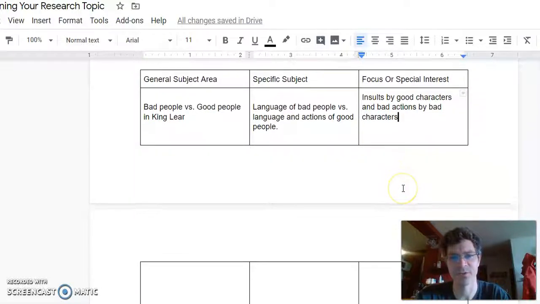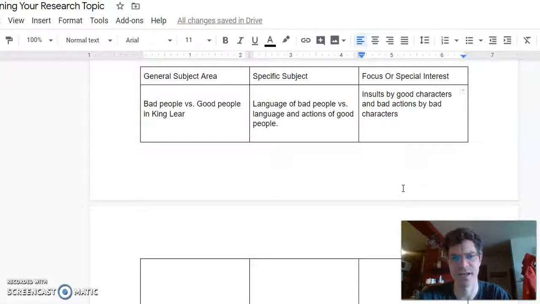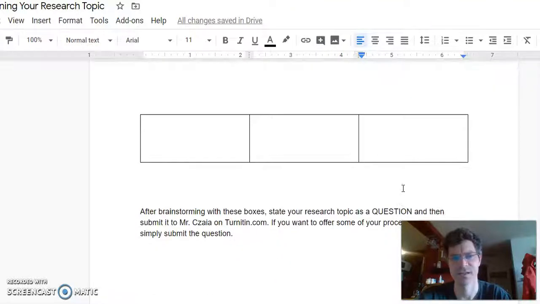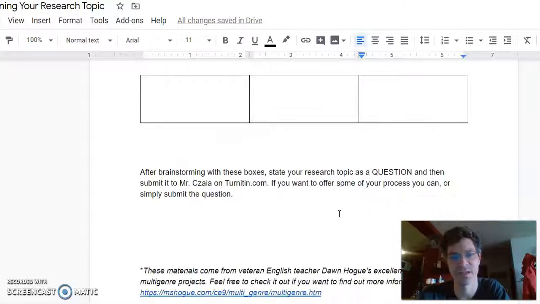Now, how can I make that into a question? Well, it says here, after brainstorming these boxes, state your research topic as a question, then submit it to Mr. Zion and turn it in. So that's what I'm going to work on right now. It seems to me that I'm really interested in how Shakespeare shows goodness and badness in Lear, and especially through words and through action. So what if I said something about this?